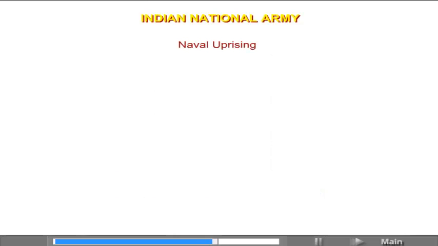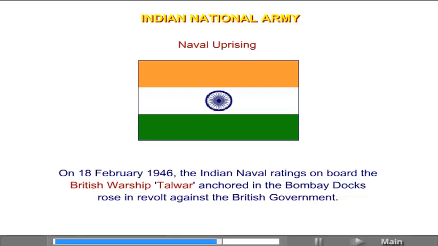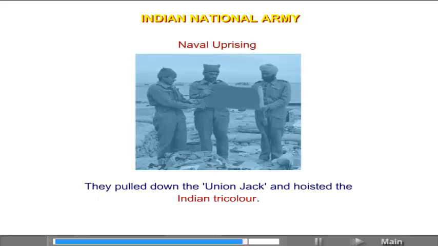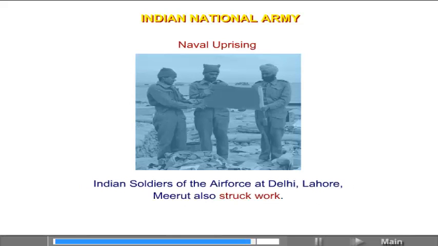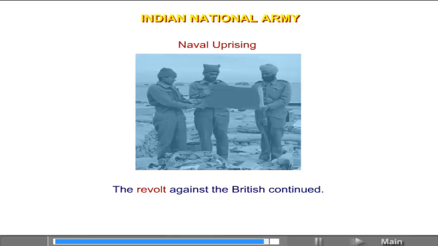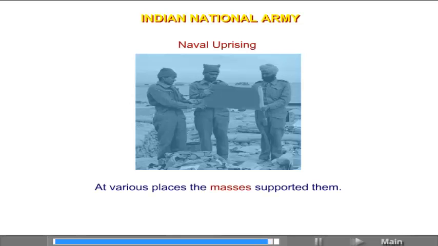Naval Uprising. On the 18th of February 1946, the Indian naval ratings on board the British warship Talwar anchored in the Bombay docks and rose in revolt against the British government. They pulled down the Union Jack and hoisted the Indian tricolour. Indian soldiers of the Air Force at Delhi, Lahore and Meerut also struck work. The revolt against the British continued. At various places, the masses supported them.